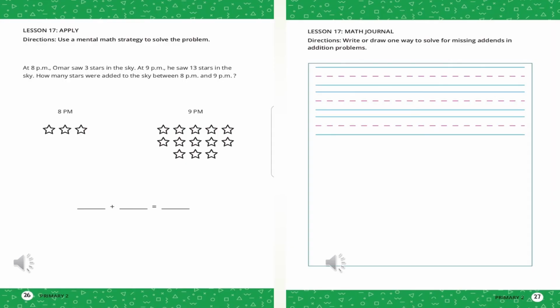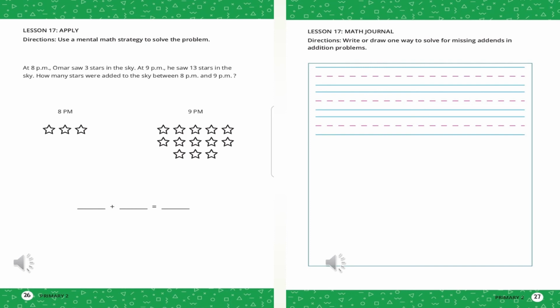Let's practice our missing number rule. At 8 p.m., Omar saw 3 stars. At 9 p.m., he saw 13 stars. So there were 3 at 8 p.m., 1, 2, 3 here in this figure. And at 9 p.m. they increased to be 13. So we have 3 and a missing number to be 13. How can we get this?